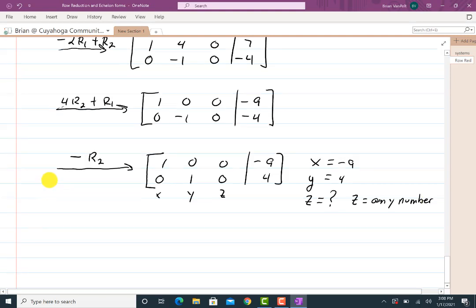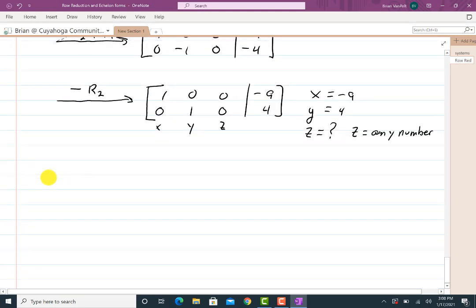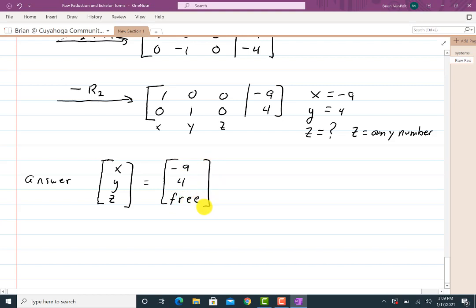And so our solutions look something like this. When I write my answers, it'll look like this. I'll have x, y, z. Let's call this the answer. I know only the value that x and y have to be. So you can see this is called a free variable. That means that it can take any value.